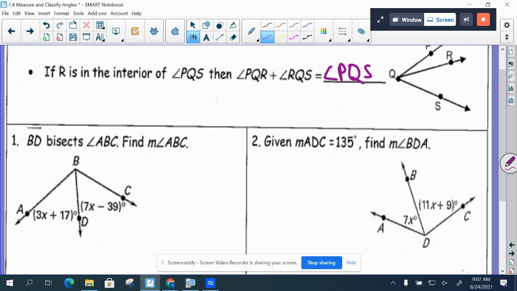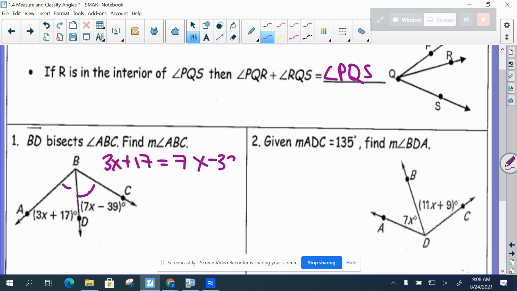So what sort of equation did you set up? We need to solve for x, right? Maybe we plug x back in, figure out one of the angles. So what would our original equation be? What are you gonna do, Cameron? Yeah, set them equal to each other, because now we know which parts are equal. So 3x plus 17 equals 7x minus 39.